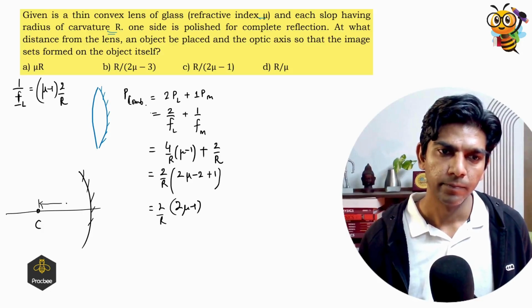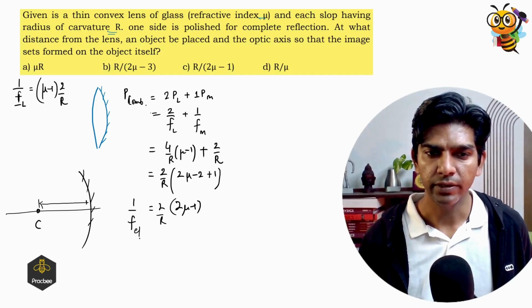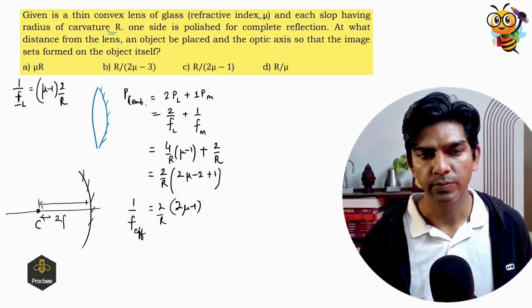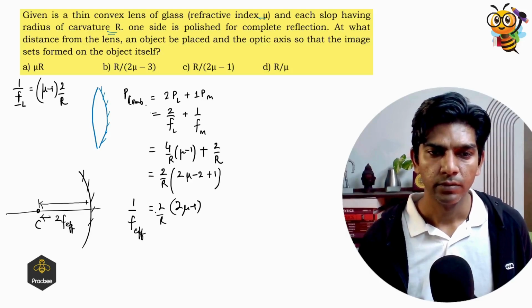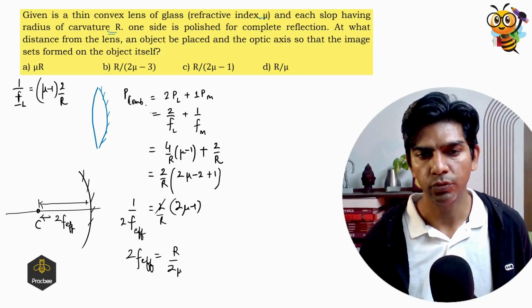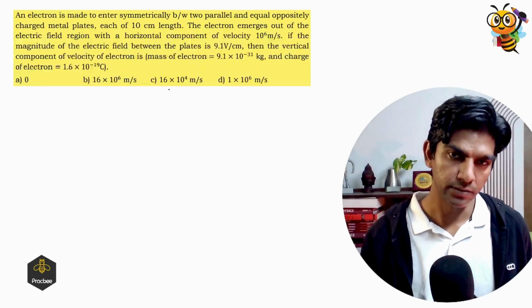So we got 1 by f effective, and we have to find the distance. This distance is nothing but 2 times f effective. So let us take this 2 on this side. So 2 times f effective will be R by (2μ - 1). So option C is the right answer.